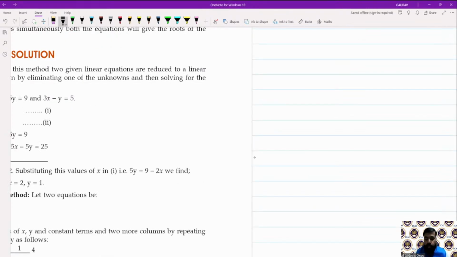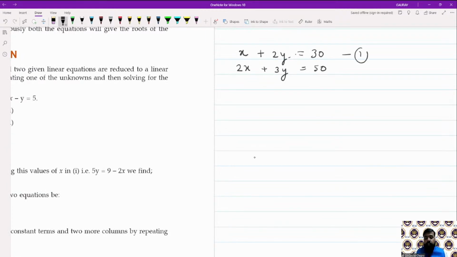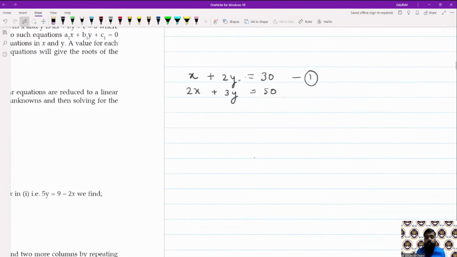Let's say there is one equation, x plus 2y is equal to 30. And the second equation is 2x plus 3y is equal to 50. This is given. Now we have to find the value of x and y. So what can be done? We can use the first equation, and from the first equation we can find the value of x. So x is equal to 30 minus 2y.